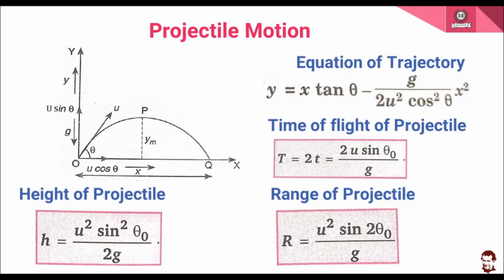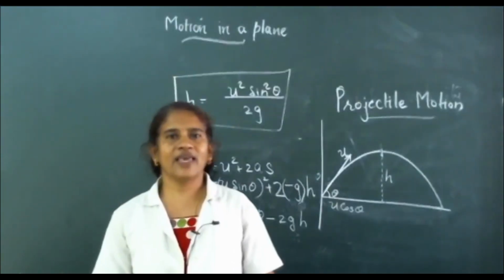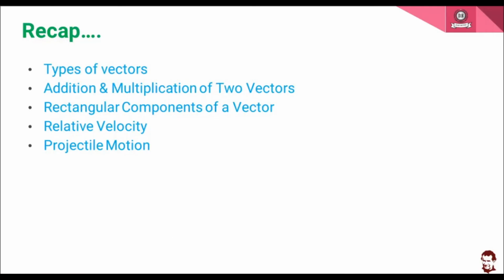So this is the end of today's class. Let us recap what we have studied. In the beginning we studied various vectors. Then how we can add vectors as well as multiply them. Then rectangular components. After that relative velocity, and we concluded with the derivations of projectile motion. It can be done in various ways; whichever is easy, that way you have to follow. So this is the end of today's session.